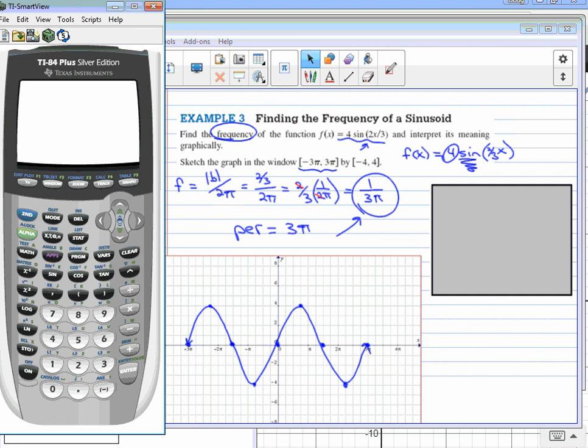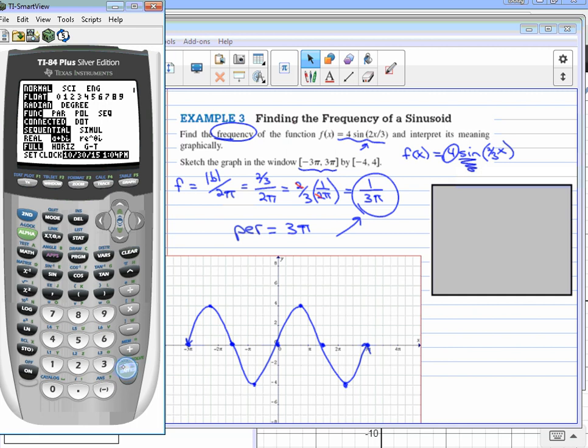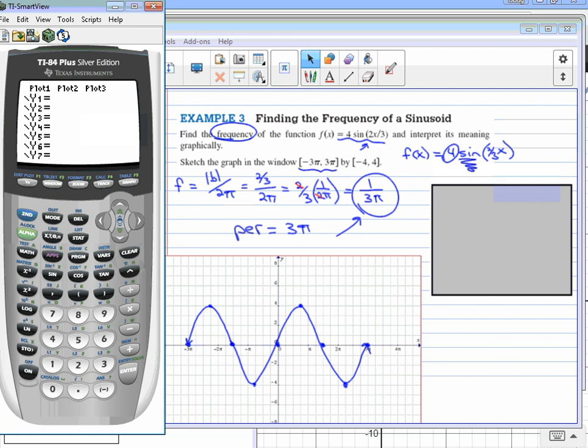Graphing calculator. Hit your mode button and make sure you are in radian mode. Remember, we default all trig things to radian unless they say, hey, do something with degrees. So we go to radian. Y equals, clear out anything you may have there. Let's enter in this equation: 4 sine of 2x divided by 3, close my parentheses.